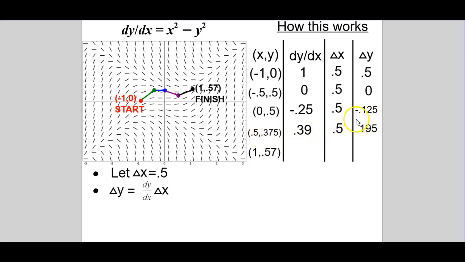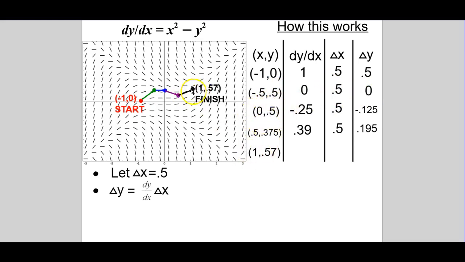And once again, what I'm doing to get these values is I'm adding the change in x and the change in y to my original point. So like back here at negative 1, 0, just to point out, I add 0.5 to this and I got negative 0.5. I add 0.5 to the 0 and I get 0.5. And we go on, we do the same thing. We add the delta x and the delta y to get our new point each time.